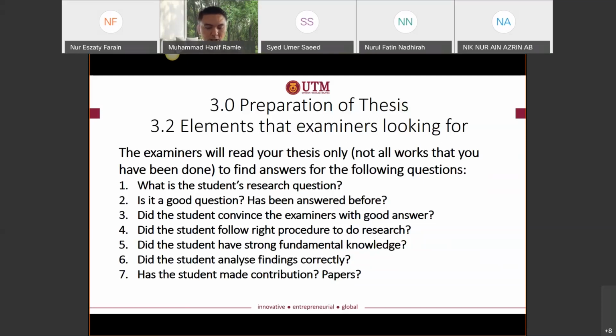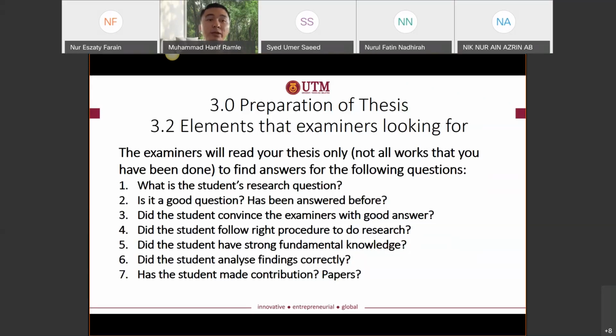For example, what is the student's research question? They will ask you, what is the research question from your study? The second, maybe, is it a good question? Has it been answered before? This is the normal way. The panel will ask, has it been answered before, has it been discovered before? Did the student convince the examiner with a good answer?